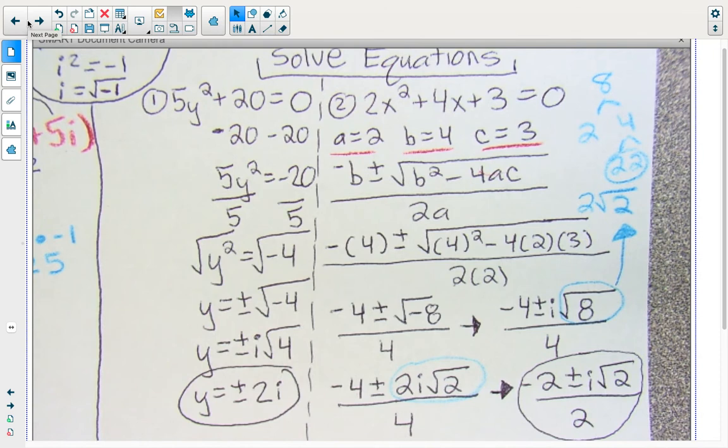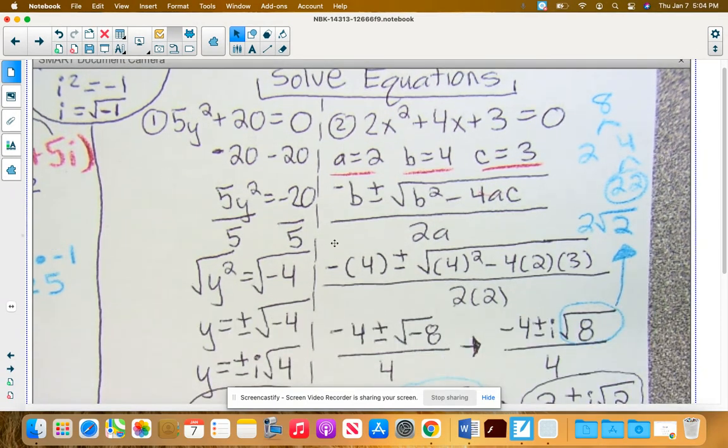All right, so now we know all about complex numbers. i squared equals negative 1. i equals the square root of negative 1. So now we won't stop and say no solution. We'll keep working on things until we get the imaginary part.